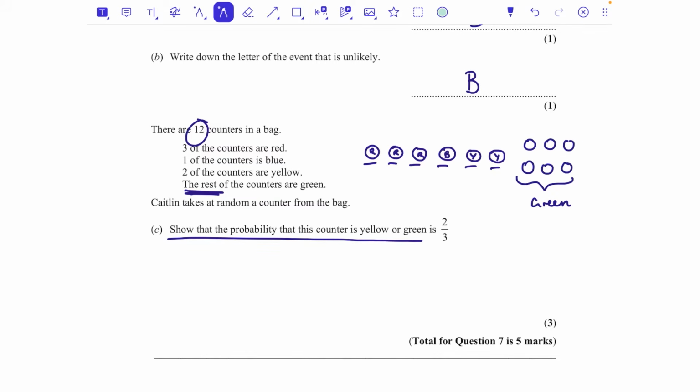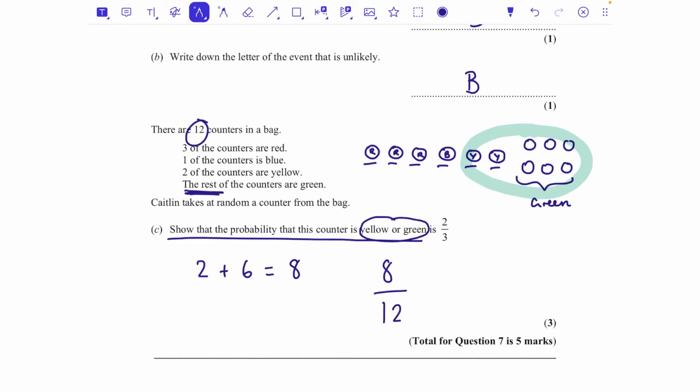Well, the yellow and green ones are these ones. We've got 6 that are green and we've got 2 that are yellow. So 2 add 6 is 8. There are 8 counters altogether that are yellow or green. Out of how many counters have we got altogether? 12. Now that isn't what they've given us, but we can simplify our fraction and that should be the same.